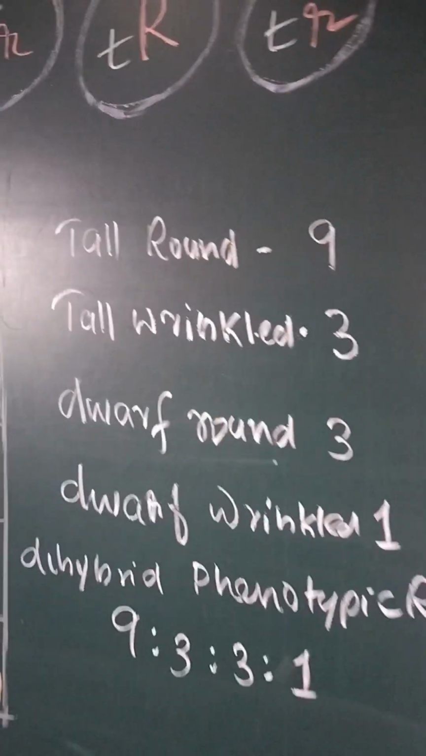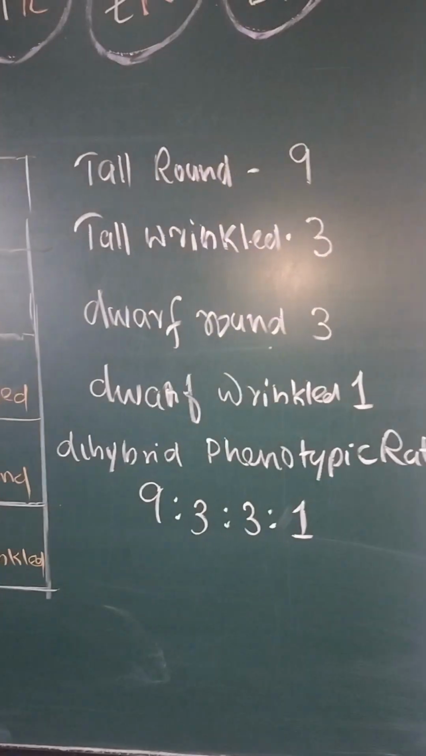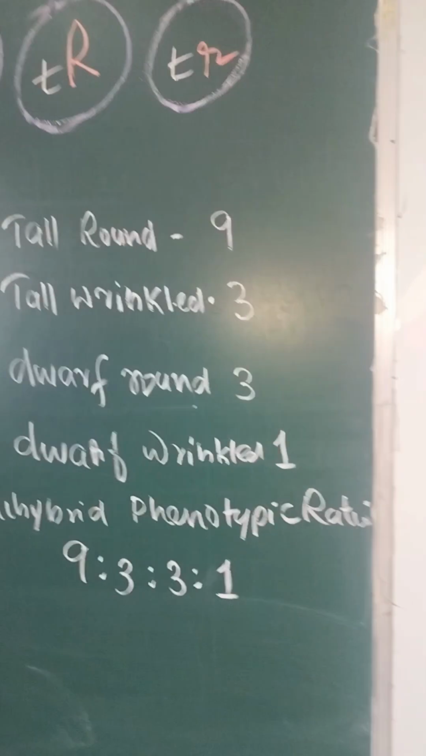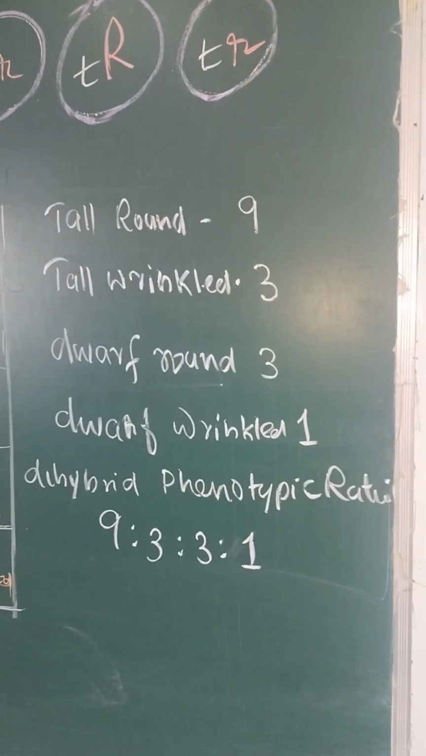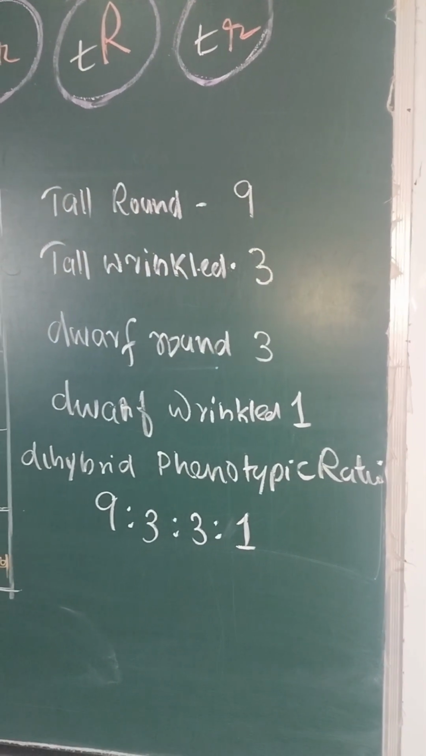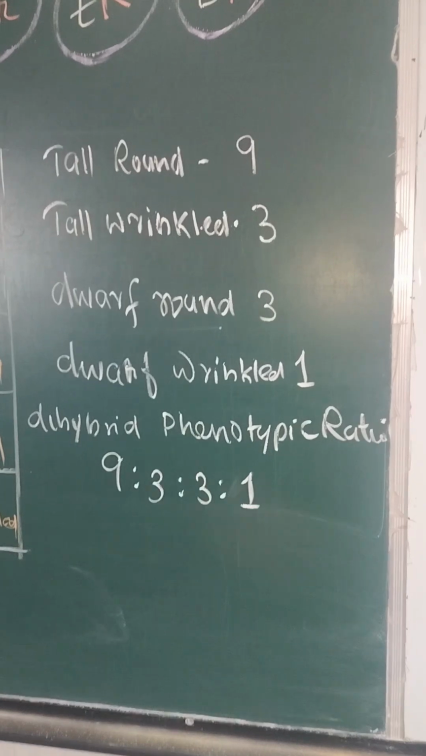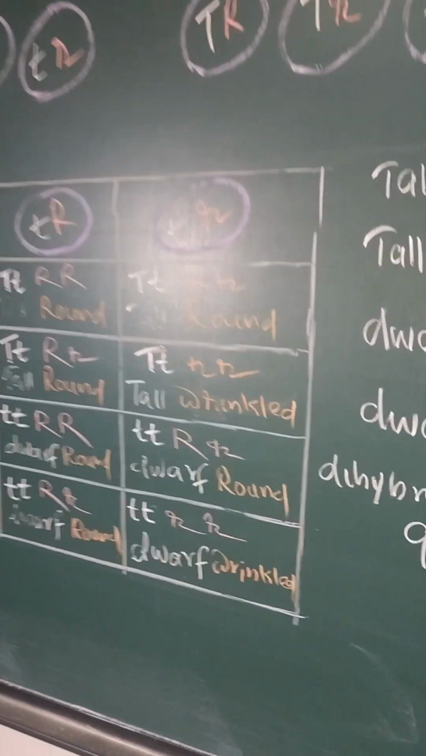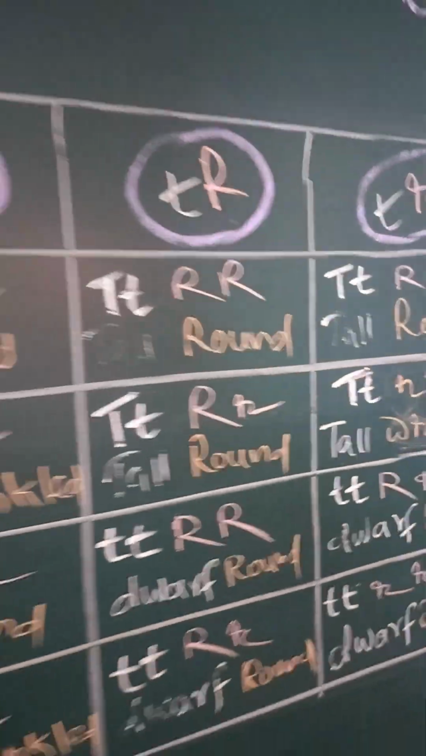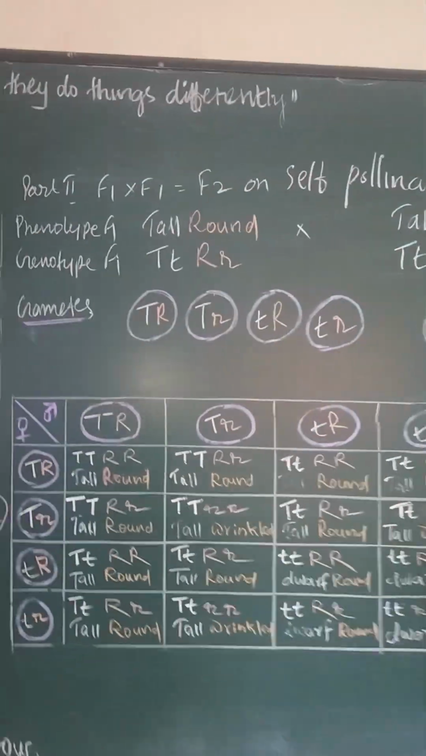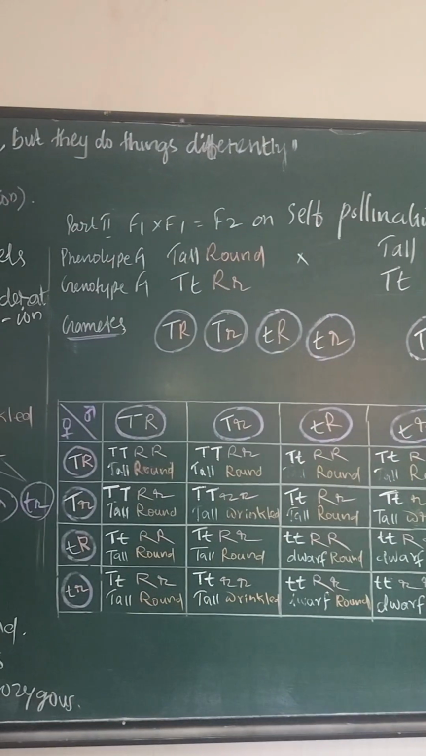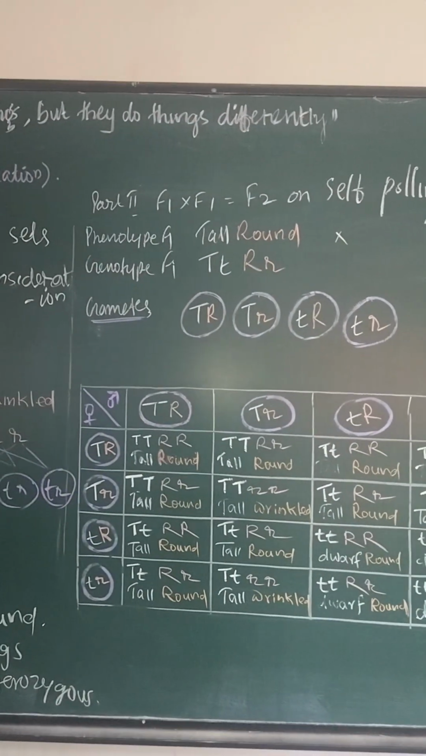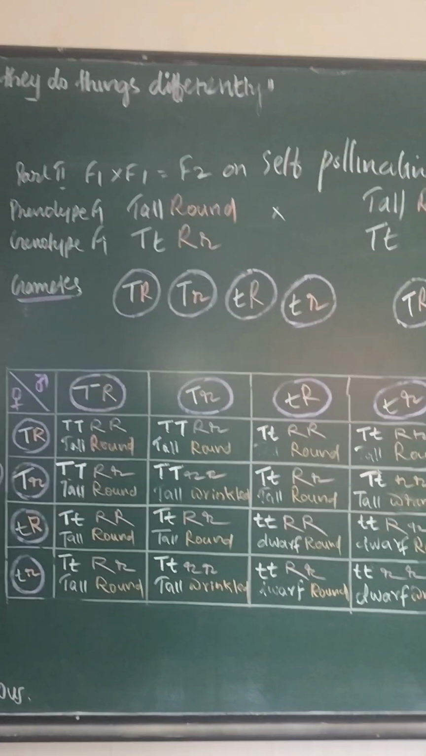Among these, tall round will be 9, tall wrinkled will be 3, dwarf round will again be 3, and dwarf wrinkled will be 1. So we will get the phenotypic ratio 9:3:3:1 by making the Punnett square in a proper way. You may get this as a question in the board examination. How to make the genotypic ratio, we will study in detail in the next class.